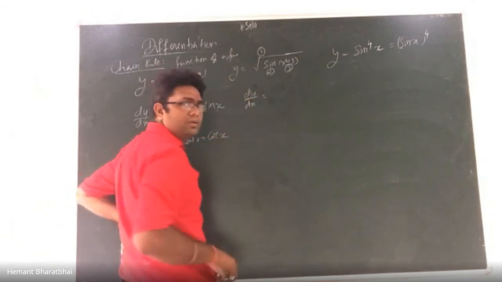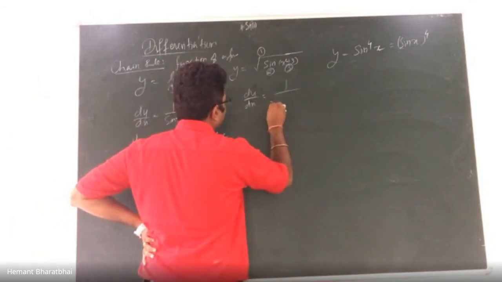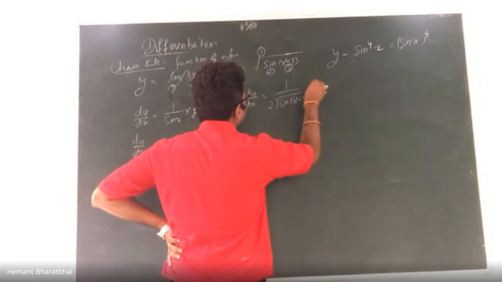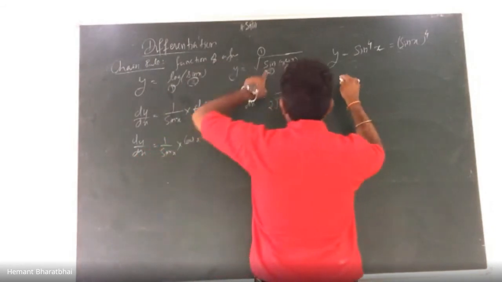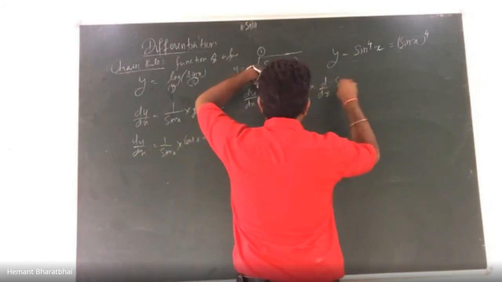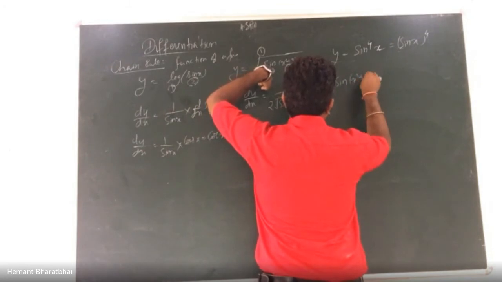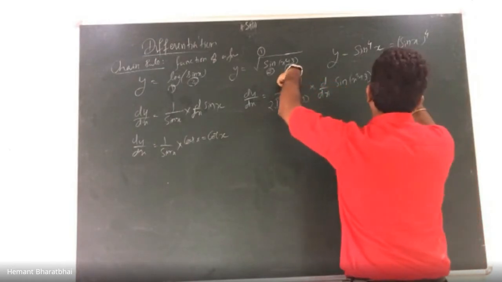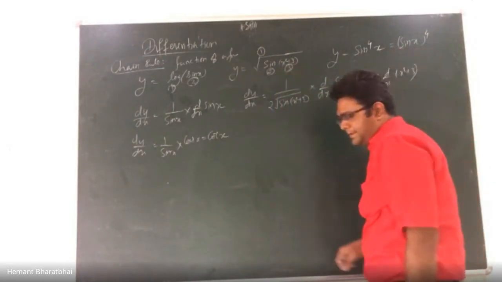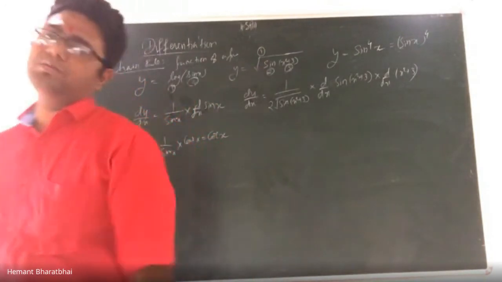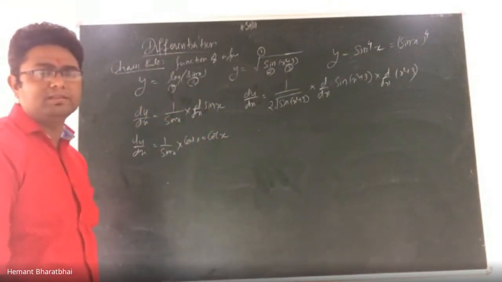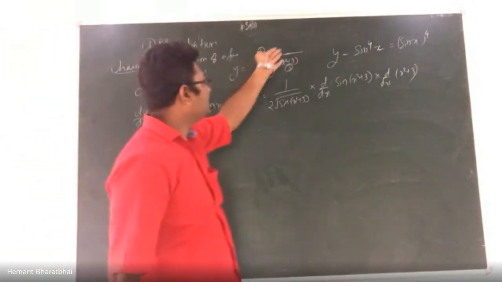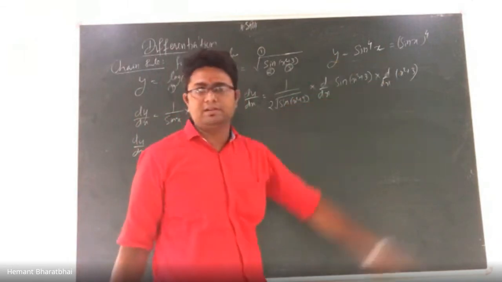So therefore, dy by dx. What is the derivative of square root of x? 1 upon 2 root x. So that will be 1 upon 2 root sine of x square plus 3, into d/dx of sine of x square plus 3, into d/dx of the third one, x square plus 3. So this is how I do the chain rule. I write 1, 2 and 3 so that I can explain my mind that first I have to take the derivative of this, and then this. This is the same order I have written.